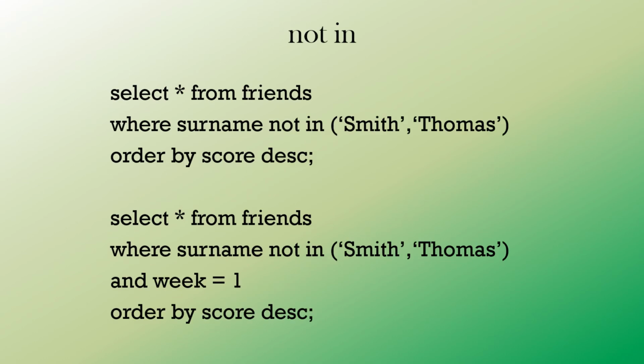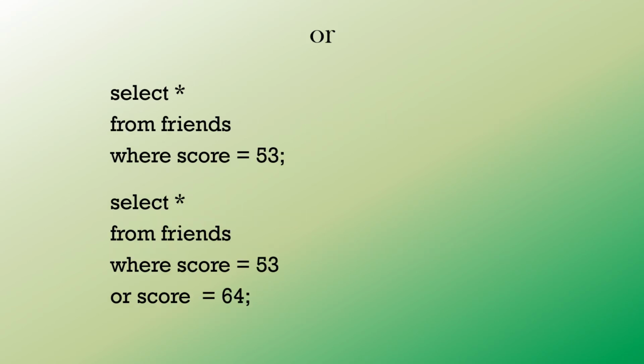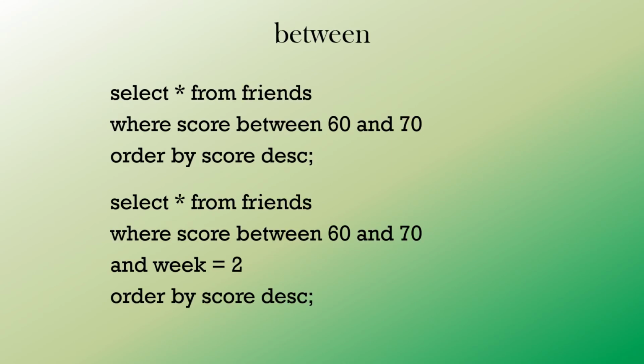We can use NOT, as in surname NOT IN Smith and Thomas. And we can also use an AND as well, so AND week equals 1, for example. We've got OR, where score equals 53 or score equals 64. We could use mathematical symbols called operators, so where score is greater than 53 or score is greater than or equal to 53. BETWEEN, we've got score between 60 and 70, ordered, and here is score between 60 and 70 AND week 2, and that's also ordered.